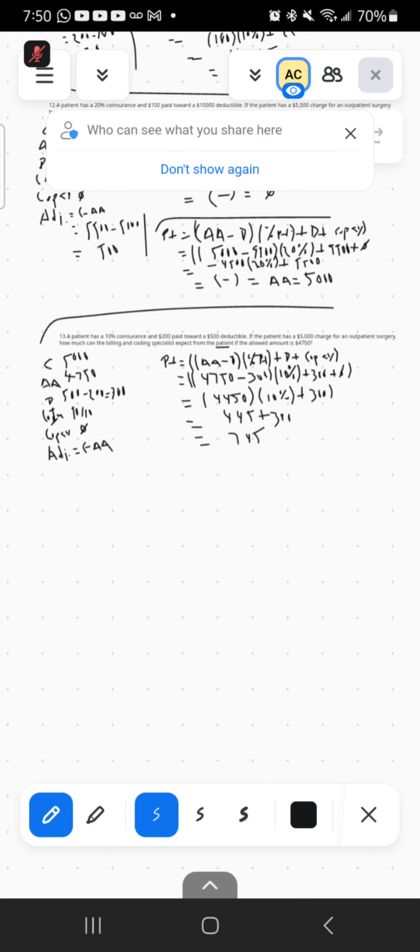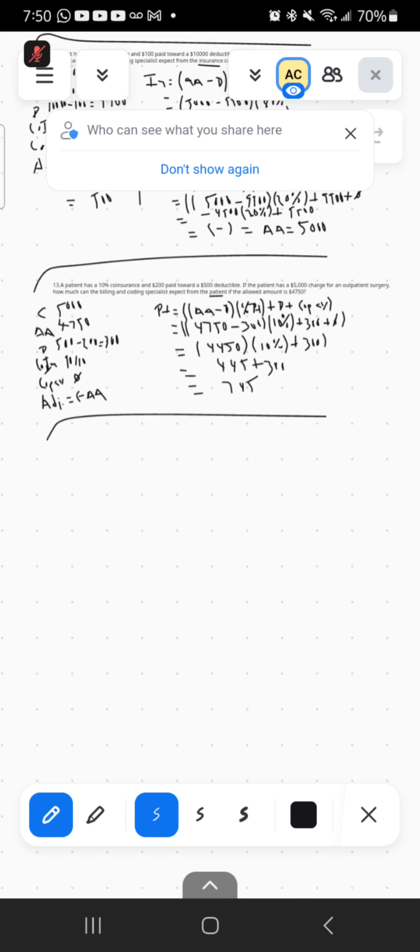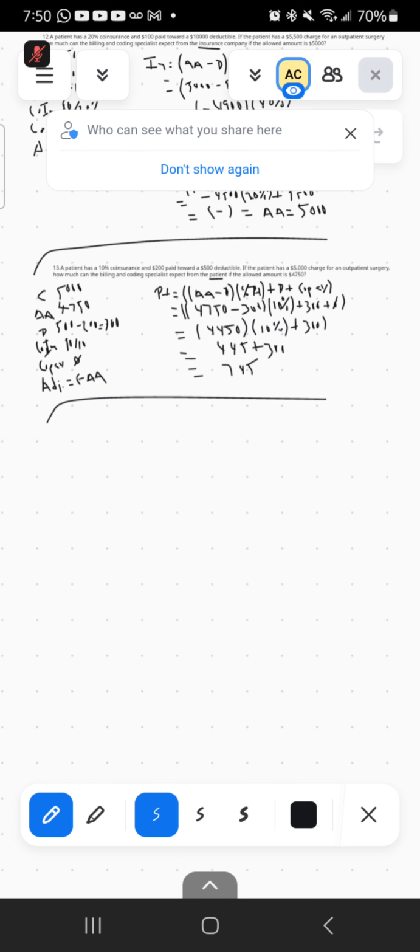Let's do number 14. If there's no questions on that one, I didn't. This is the one that I thought you were complaining about, people. Let's see how you did.